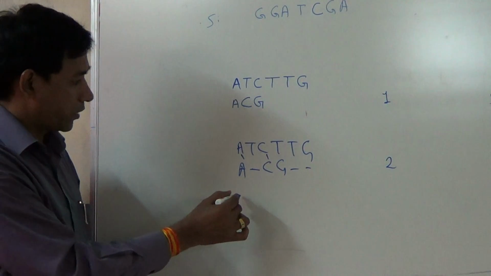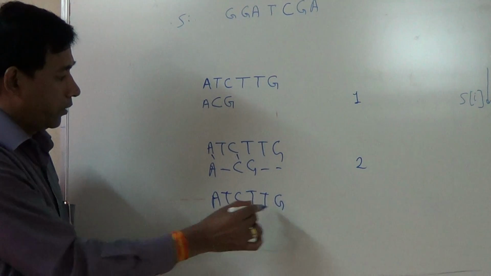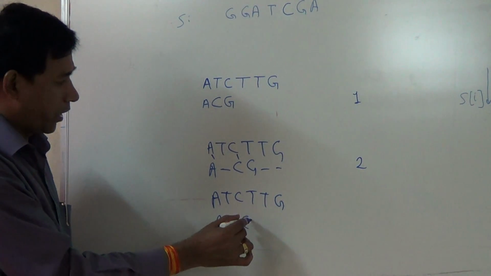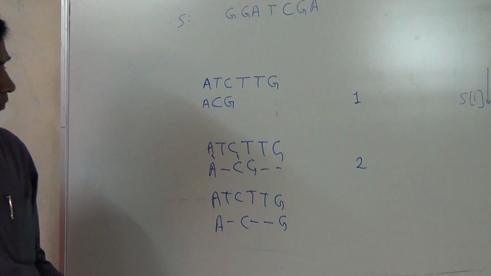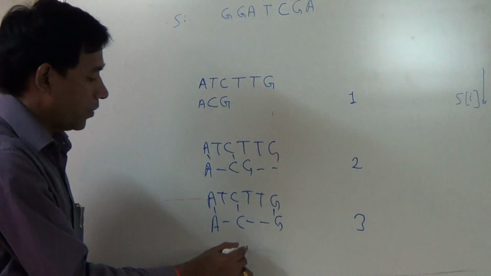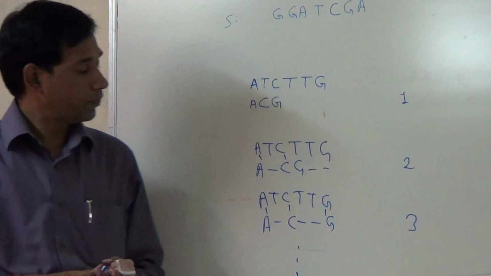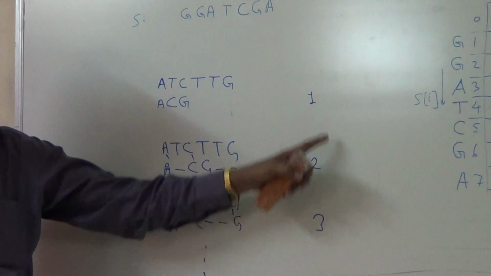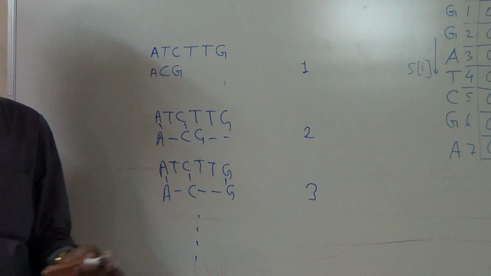We can go for other alignments like A, T, C, T, T, and G, and A, gap, C, then a gap, and a further gap and G. In this way, we see that there are 3 matches and the score is 3. In this way, we have to find all possible alignments. The brute force method says that we have to determine all possible alignments, compute the scores of the alignments, and save the alignment that gives us the maximum score.